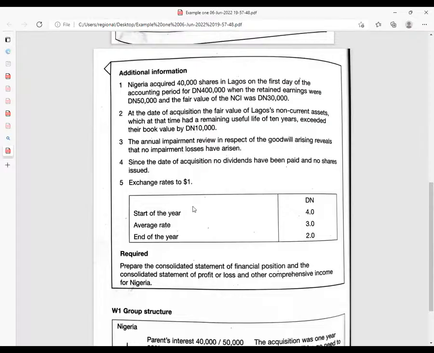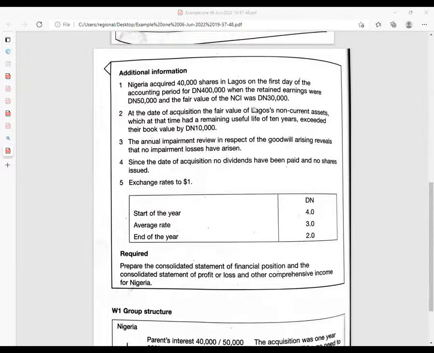Which rate should I use? Should I use, from note number 5, the start of the year, the average rate, or the end of the year? Someone talk to me. Which rate should I use? Two. Thank you very much.